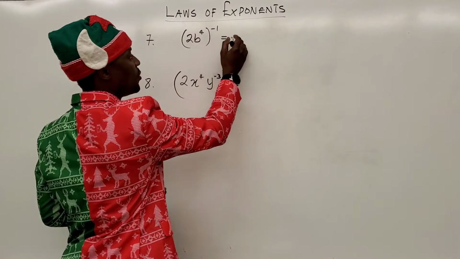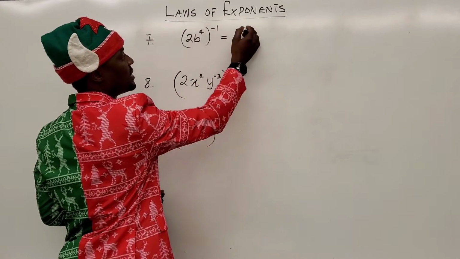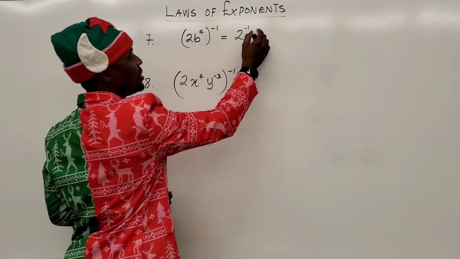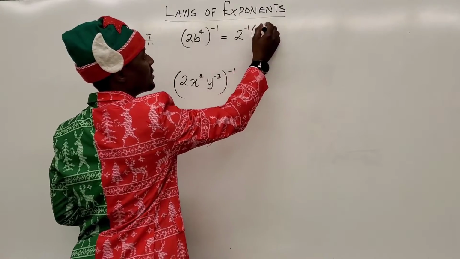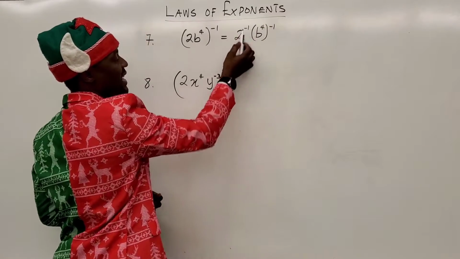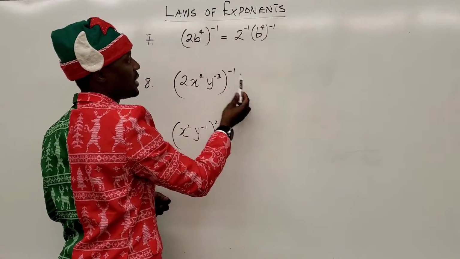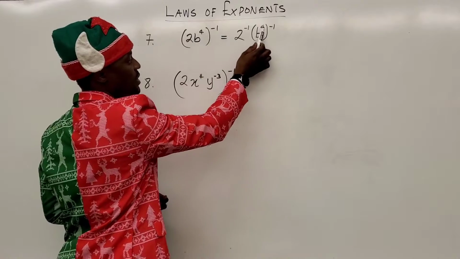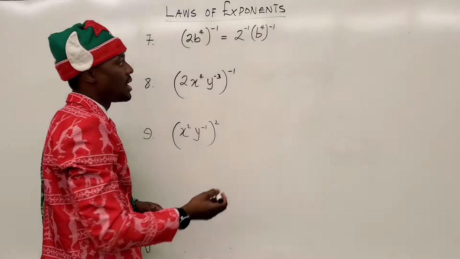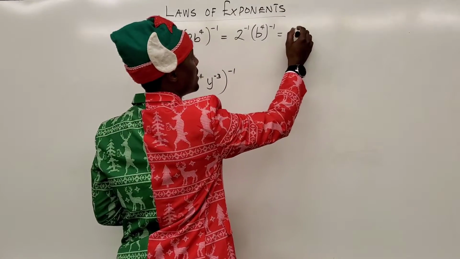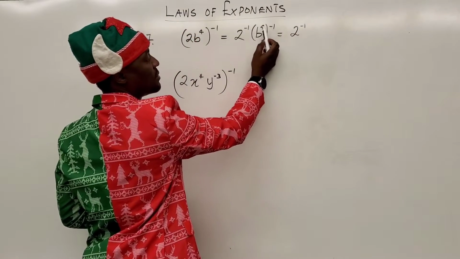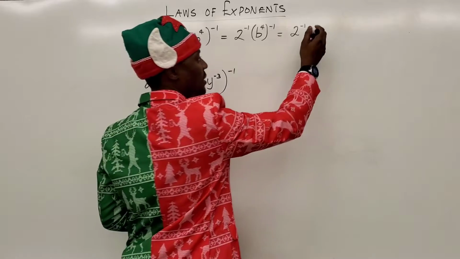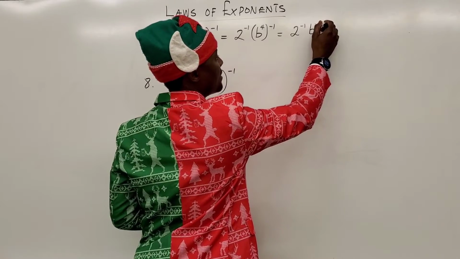So what you have will be 2 will take up this negative 1, and this also b to the 4th will take up this negative 1. So this has that power, this also shares it. So the 2 takes it up, and the b to the power of 4 also takes it up. So what you have left will be 2 to the negative 1. And remember the law, you multiply these 2, okay, the power of a power. That would be b to the power of negative 4.